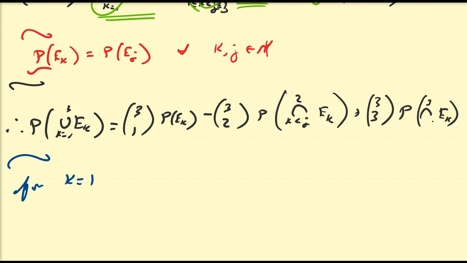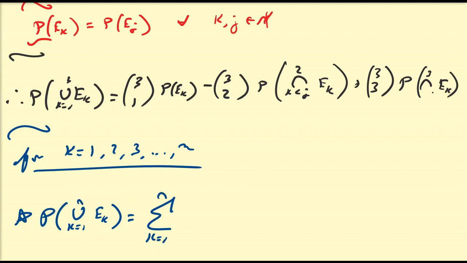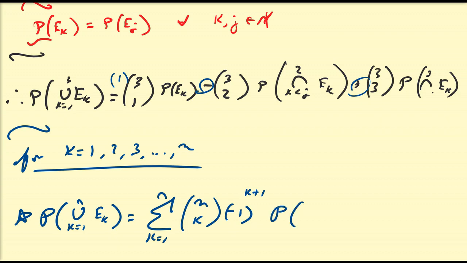So for k equal to 1, 2, 3, all the way down to n, we have the following property. The probability of the union for k equals 1 to n of E_k can be generalized for this particular example to be the following: the sum from k equals 1 to n of n choose k. Now, notice that this does alternate from plus 1, minus 1, plus 1, minus 1. So it starts off positive and k starts at 1, so I need to increment the exponent by 1. And we have the probability of the intersection from l equals 1 to k of E sub l.